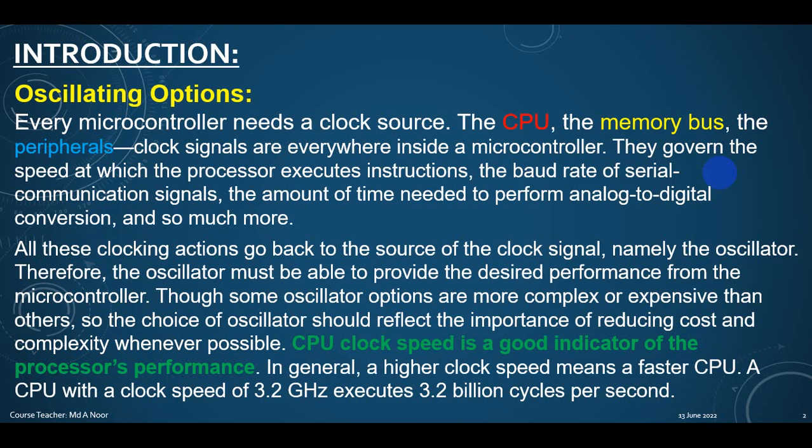Every microcontroller needs a clock source. The CPU, the memory bus, the peripherals, clock signals are everywhere inside a microcontroller. They govern the speed at which the processor executes instructions, the baud rate of serial communication signals, the amount of time needed to perform analog to digital conversion, and so much more.